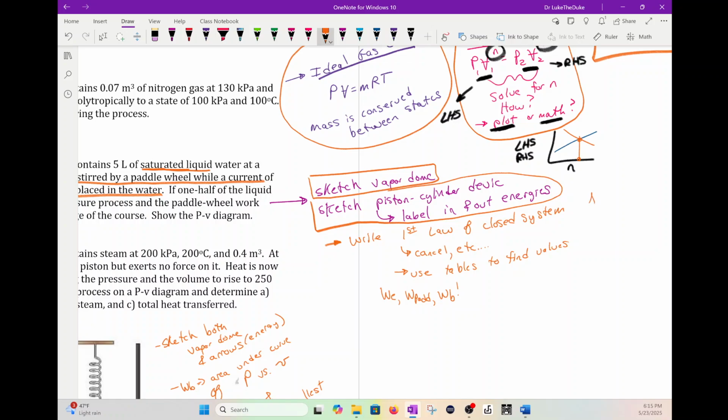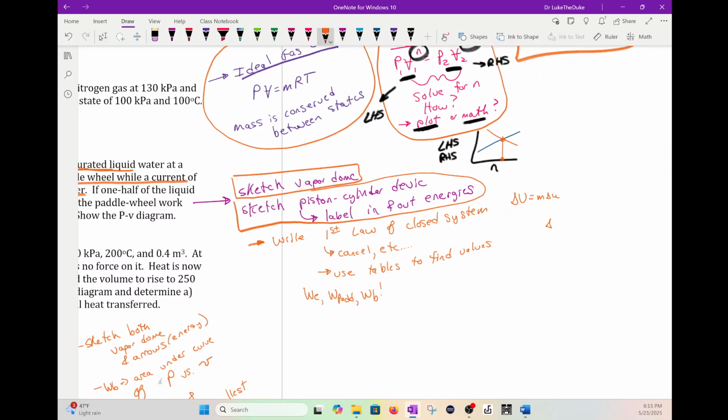For example, like big delta U could be M delta little u. Okay? Or in this case, I don't think it's a gas, but you remember delta U could be Cp delta T if it's a superheat, okay? Or you could say H is U plus P over rho, or U plus P times V. There's times where you can break it down like that. And then once you have the equation broken down as far as you can go, look at your givens and then figure out what you need to find.